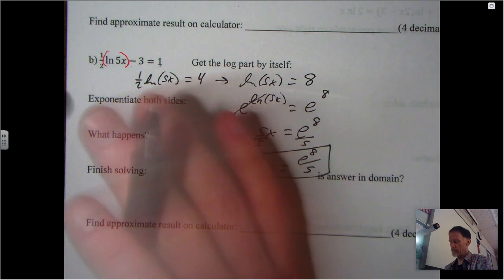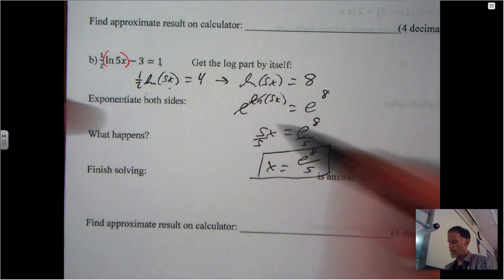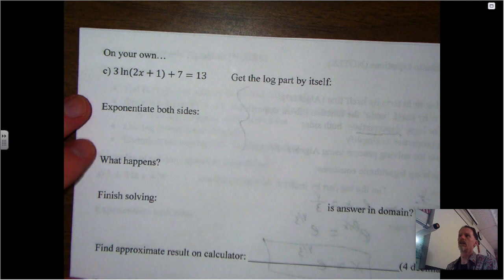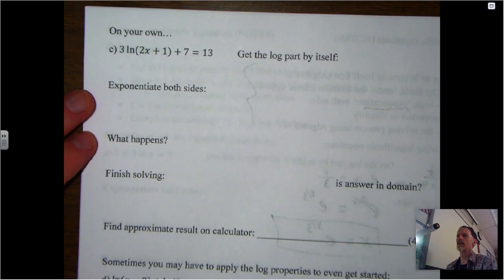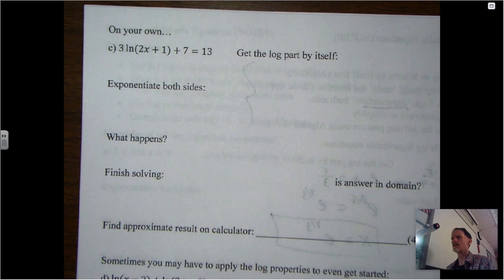So just to recap, we're isolating the ln, exponentiating both sides, and then just continuing to solve for x, doing the algebra. I've got one more example for you to do by yourself. If you want to pause the video and take a look at that example, I'll zip through the answer, and then we'll do one more where we have to deal with some log properties, and then we'll wrap it up.